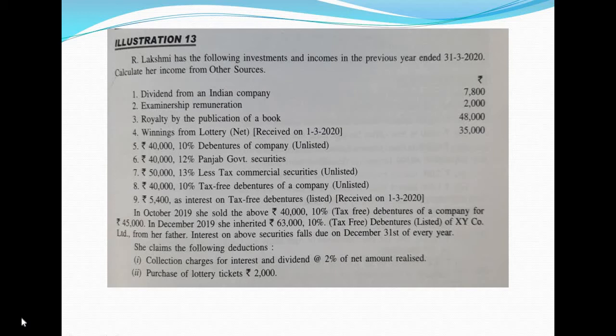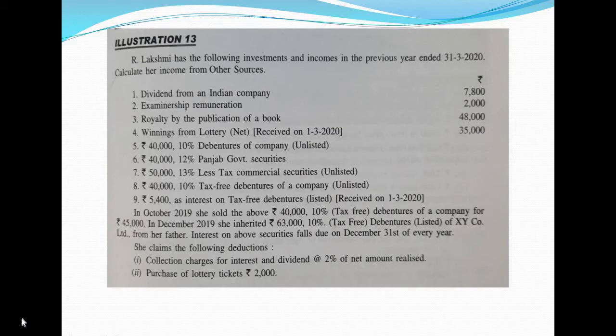Then the examinership remuneration will be taxable. Then royalty from the publication of a book, this will be taxable. Then winnings from lotteries, they have given you the net amount, so you have to gross it up. And for winnings from lotteries, if the prize money is in excess of rupees 10,000, then there's a TDS of 30%. So it means that this winning from lottery of rupees 35,000 is after the deduction of tax of 30%, since the net amount has been given.